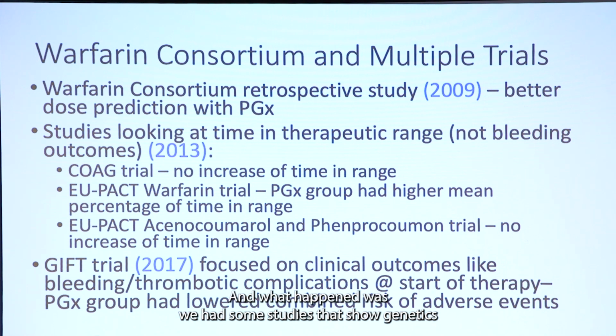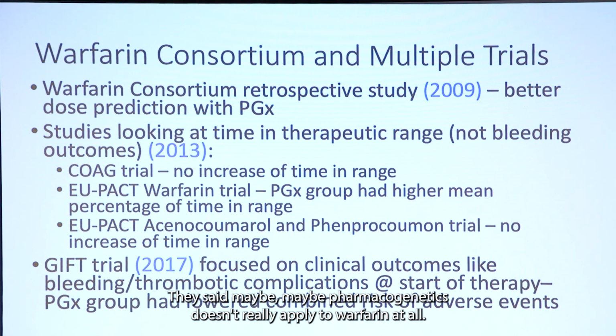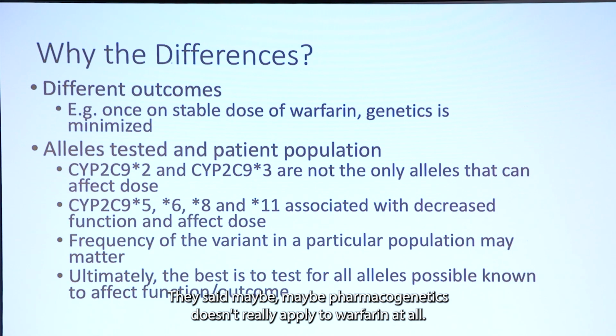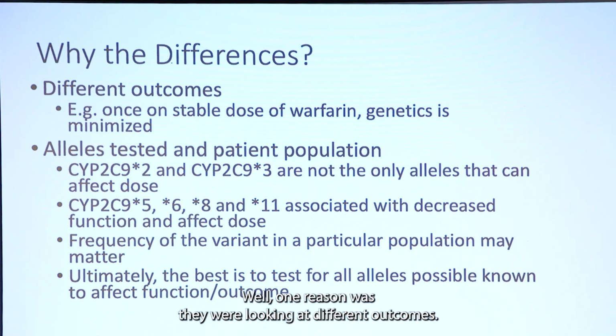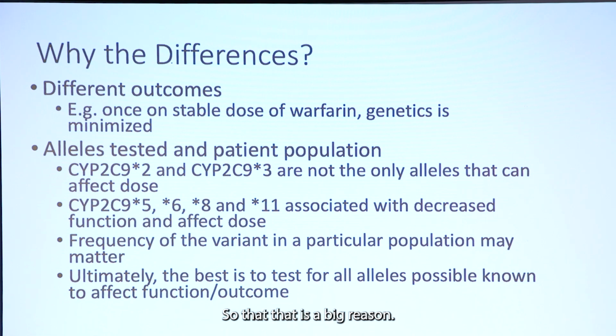And what happened was we had some studies that showed genetics does impact things, some studies that showed it didn't, and so the evidence was kind of all over the place, and people didn't know what to make of it. They said, maybe pharmacogenetics doesn't really apply to warfarin at all. But that's not really true. Why were there differences between those studies? Some said yes, some said no. Well, one reason was they were looking at different outcomes, so that is a big reason.